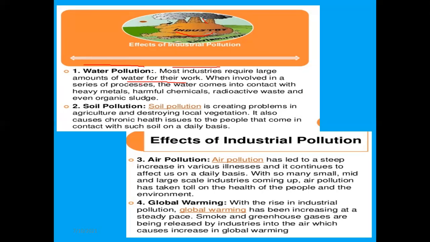Second point, soil pollution. What is the meaning of soil pollution? Soil pollution is creating problems in agriculture, right? It is making a problem in agriculture and destroying the local vegetation. It also causes chronic health issues, meaning constant long-term diseases, to the people that come in contact with such soil on a daily basis.